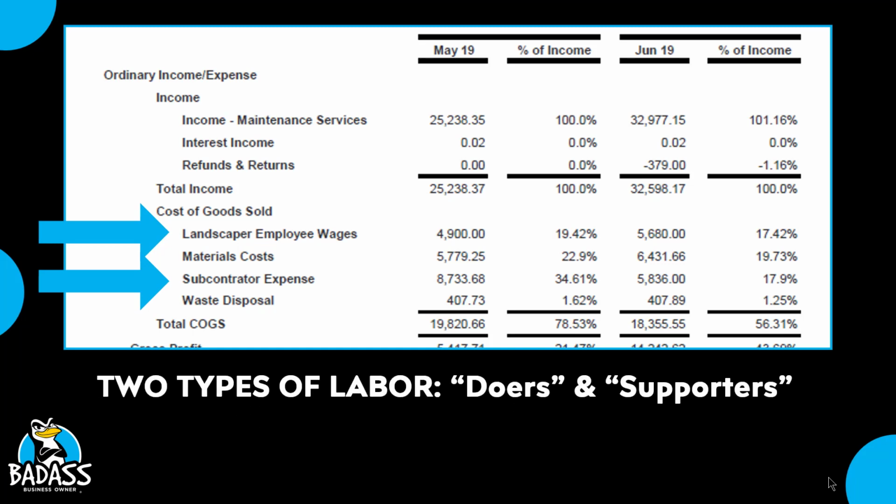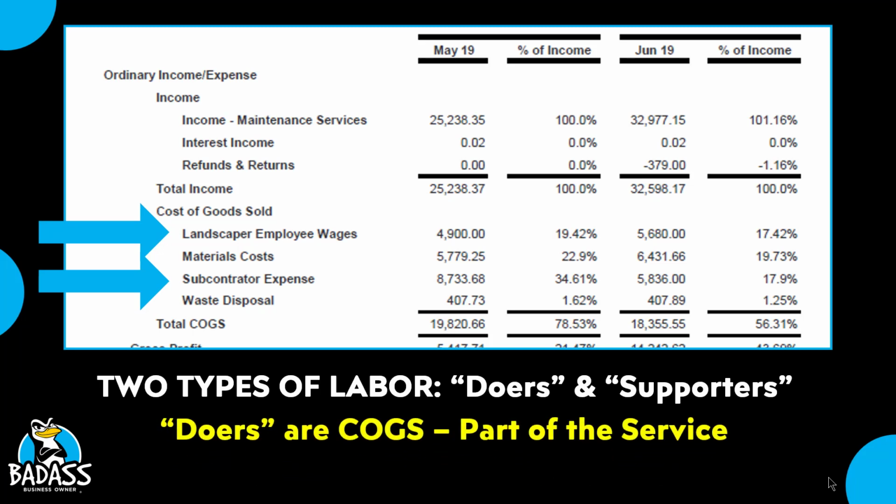Now, here's the thing. There's two different types of labor, and this is where it's going to get confusing for some of you guys. There's the doers, the people that actually do the service when you have a service-based business, and then you have the supporters, the people that support the business. And the difference is the doers are part of COGS. So the people in this landscaping business that are actually out there doing the landscaping themselves, they are considered part of the service because the service can't happen without them doing it themselves. Then they are part of that. Now, the rest of their payroll expenses and any office staff, they're going to be in the expense section, which we'll talk about in a different video.